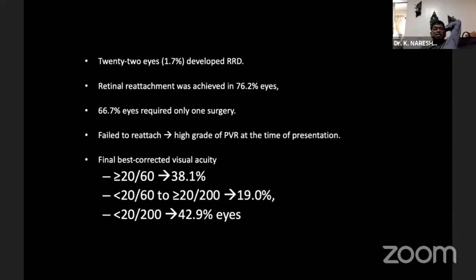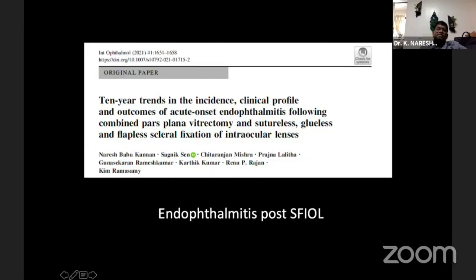And if you see, the final reattachment was only 76%, which is much lesser than a primary rhegmatogenous retinal detachment. So once RD happens in these cases, we found that the PVR changes are very advanced. Managing them is very difficult.